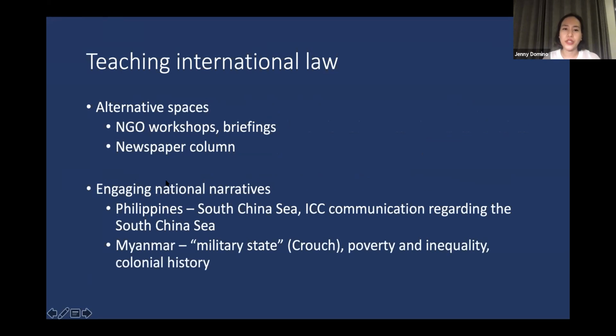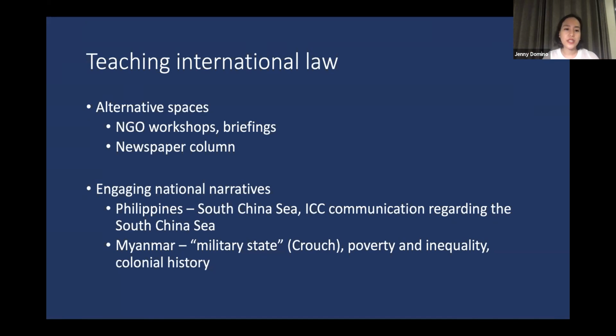So, what are these alternative spaces for teaching and learning international law? As I mentioned, one is in the NGO workshops and in the public or private briefings to stakeholders that NGOs conduct. You can also write in a newspaper. But as I'll say later, both of these spaces also have limitations, and I'll talk about that in the next slide. How do you teach international law given this space, and given that your audience are not necessarily law students?